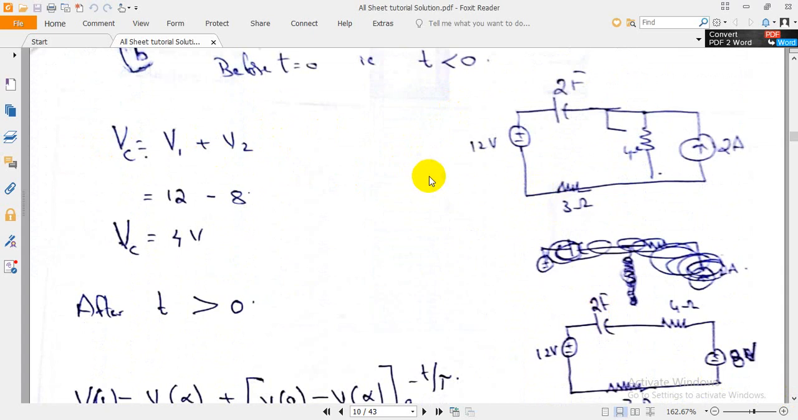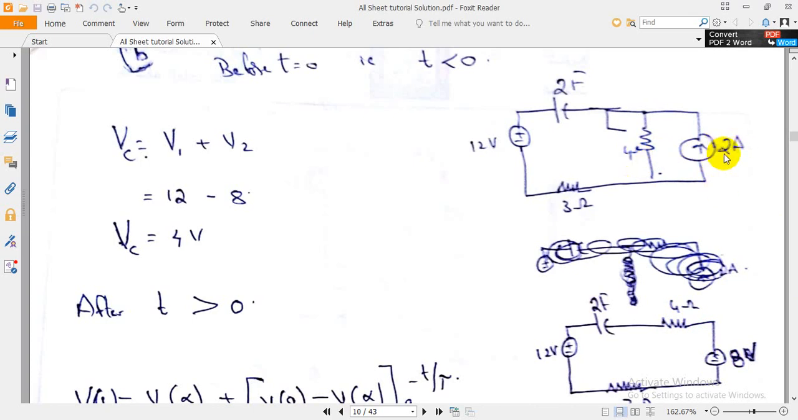When t is less than 0, the switch is open. So for the voltages V1 and V2, whatever you get by this, you can convert this current source in parallel with the 4 ohm resistance into a voltage source in series with the same resistance by using the source transformation theorem. The source transformation theorem says that when a current source is in parallel with a resistance, it can be converted by using Ohm's law.